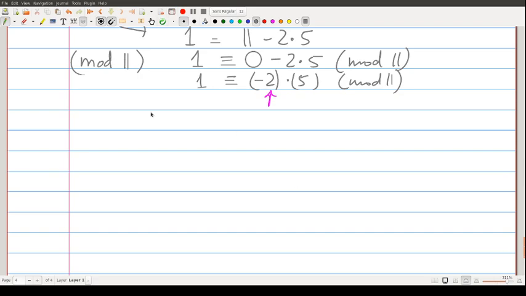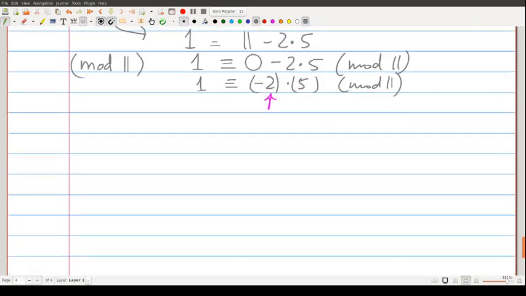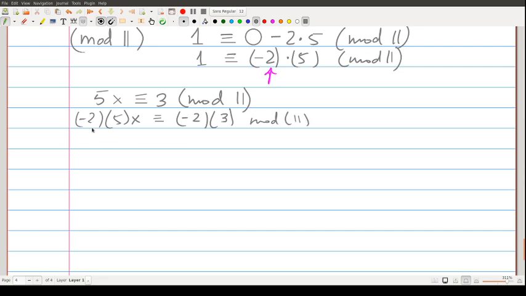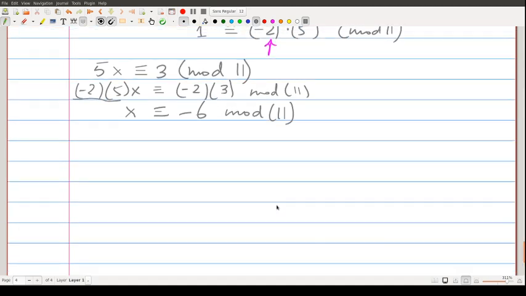And so before finding the solution, I could just use minus 2 as well. So if I use minus 2, the equation was 5x congruent to 3 mod 11, multiply by minus 2 on both sides, minus 2 times 5, x congruent to minus 2 times 3 mod 11. And so this is of course equal to 1, because we've already found that these are inverses of each other. X is congruent to minus 6 mod 11. And now I just need to find what minus 6 is in terms of the remainder when minus 6 is divided by 11.